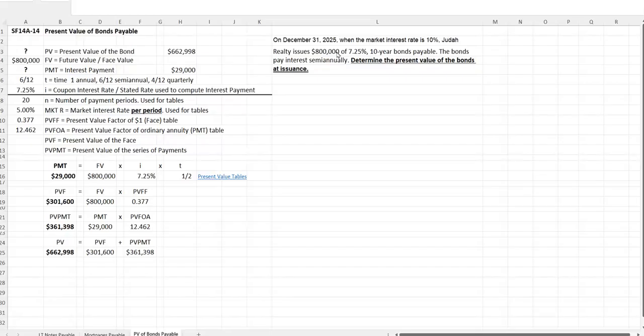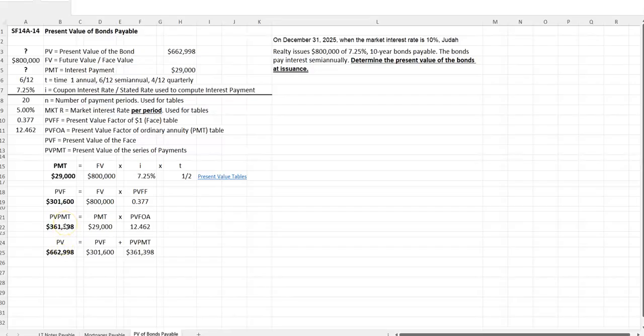In the last video, they just gave it to us as a percentage. This one we're going to have to figure it out. And what we have to figure out, first of all, is the payment. And then we're going to figure out the present value of the payment and the present value of the face. We add them both together, and it'll give us the present value of the bonds payable.